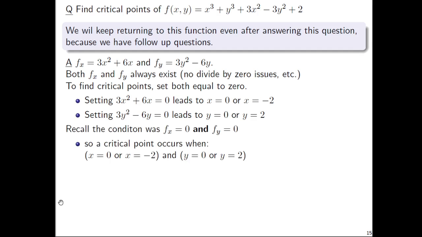Recall the condition was f sub x equals 0 and f sub y equals 0. So when does a critical point occur? It's quantity x equals 0 or x equals negative 2, and y equals 0 or y equals 2. Sorry for this use of ands and ors, but the and in the middle means that something from the first menu has to occur and something from the second menu, y equals 0 or y equals 2, has to occur. The word or just means that at least one of these has to occur. You can't have both x equals 0 and x equals negative 2 at the same moment. So it's like one from the first list and one from the second list, a little bit of a mix and match. You actually have 4 combinations: 0, 0; 0, 2; x equals negative 2 with y equals 0; and x equals negative 2 with y equals 2. Those are the only possible combinations that satisfy this condition with ands and ors in it.